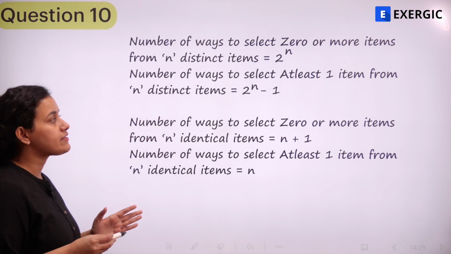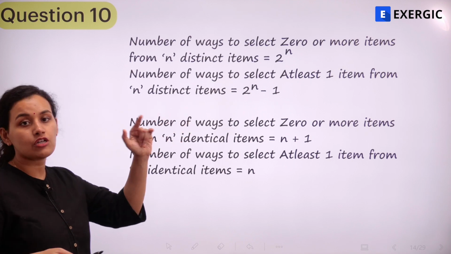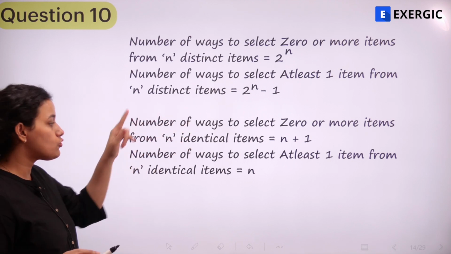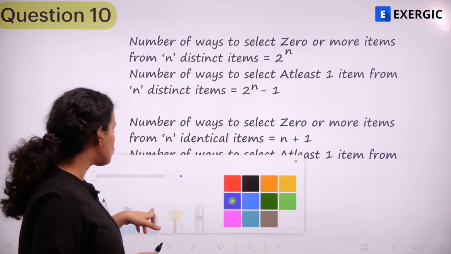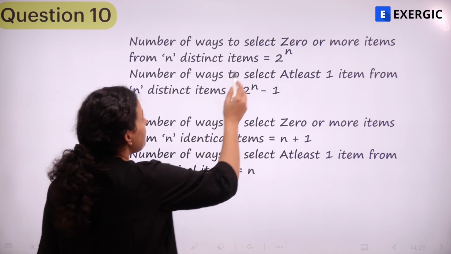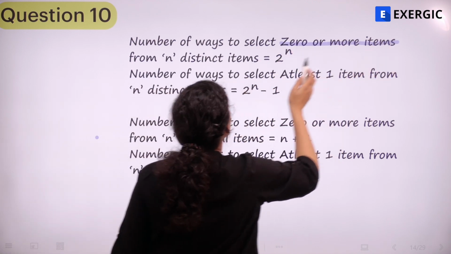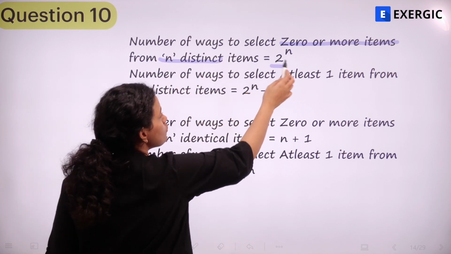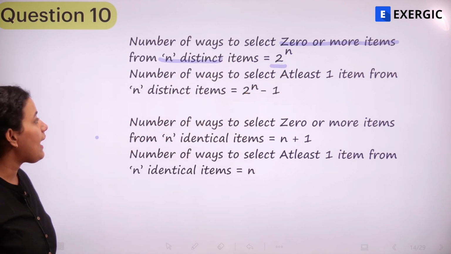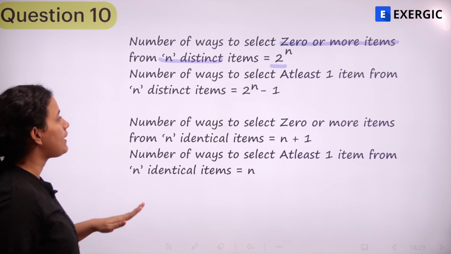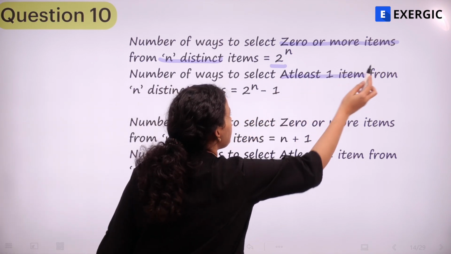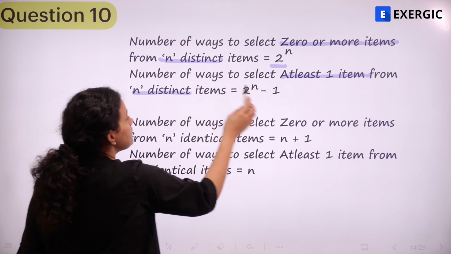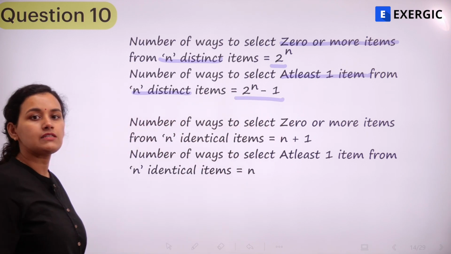So the number of ways in which we can select 0 or more items out of n distinct items is 2 raised to the power n. And if I want to select at least one item from these n distinct items, then it is 2 raised to the power n minus 1.